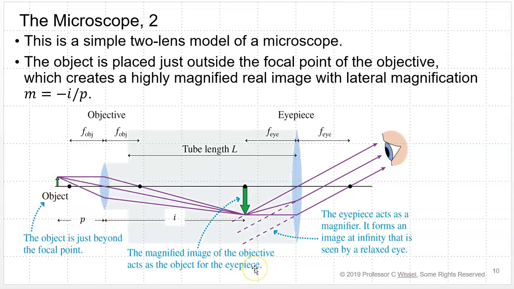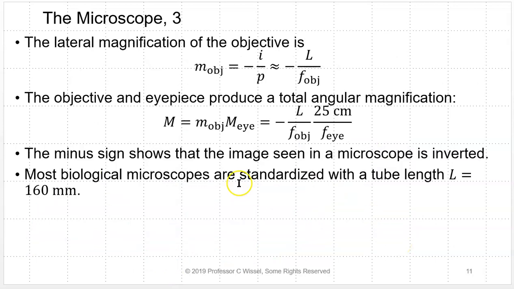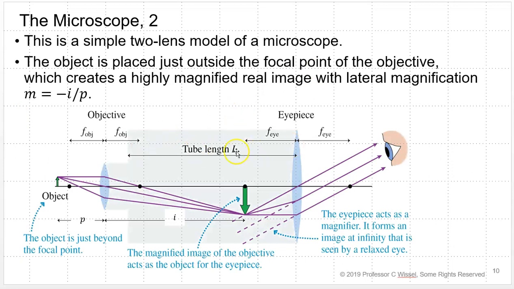The magnified image of the objective acts as the object for the eyepiece. And this eyepiece acts as a magnifier and forms an image at infinity that is seen by a relaxed eye. So the lateral magnification of the objective is m objective equals minus i over p, and that's approximately equal to L over f objective, where L is the length of the tube.